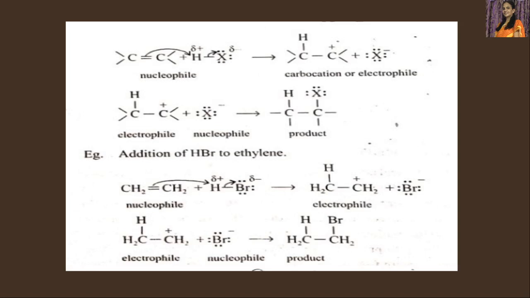In the next step, this carbocation combines with Br minus ion. You can see here, this carbocation plus Br minus forms the final product, an alkyl halide. This is ethyl halide. Ethylene combines with HBr to form ethyl bromide, bromoethane. This is the final product obtained. This is an electrophilic addition reaction.